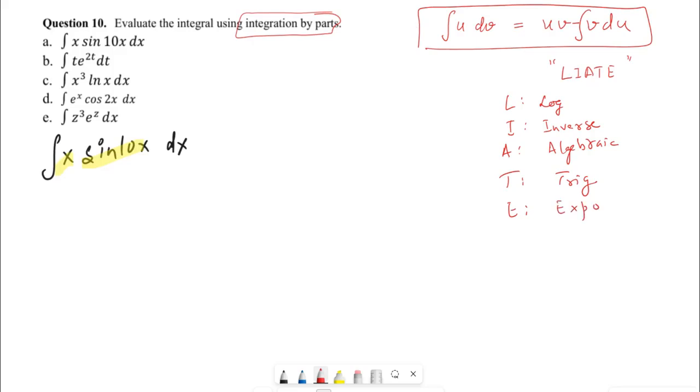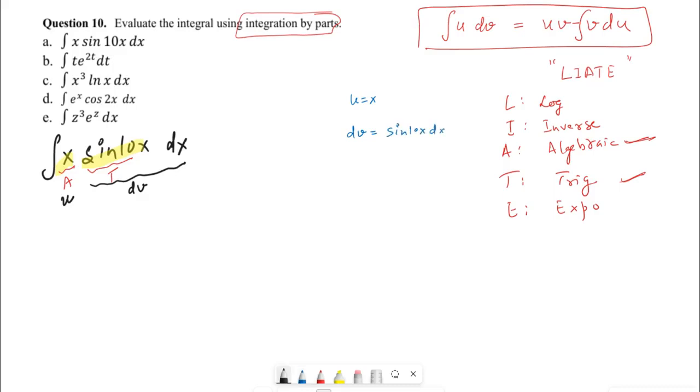Now, when you notice, the first function is just an algebraic function. The second function is a trig function. In this list, algebraic function comes first and trig comes after. So whoever comes first, we name that as u, and whoever comes next, we connect it with dx and make it dv. So basically, let's write it down. u is equal to x and dv is equal to sine 10x dx.